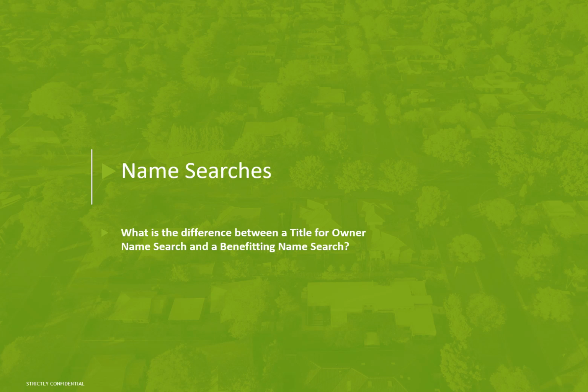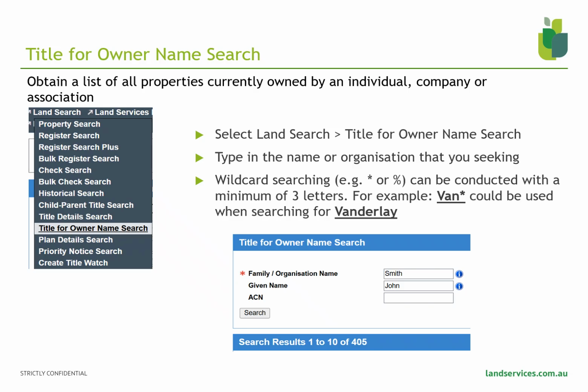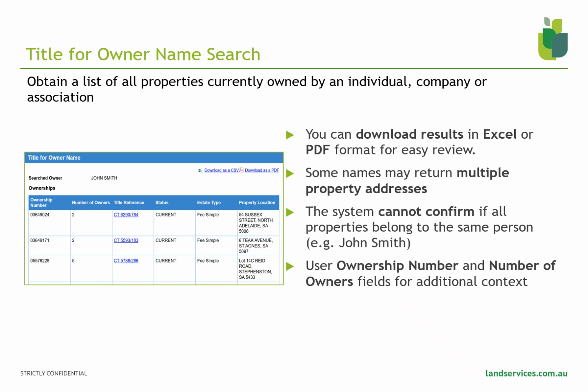What is the difference between a title for owner name search and a benefiting name search? A title for owner name search is located in the Land Search drop-down menu. These searches provide a list of all properties currently owned by an individual, company, or association. Wildcard searching can be conducted with a minimum of 3 letters and using a star or percentage at the end. For example, Van star could be used when searching for Vanderlei. Once the search has been carried out, you will have the option to download into an Excel spreadsheet and PDF.